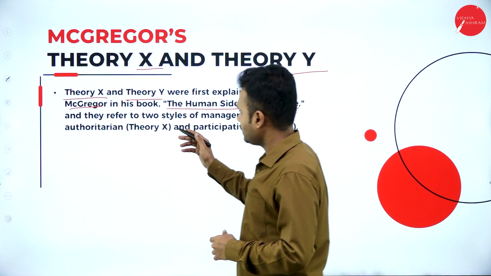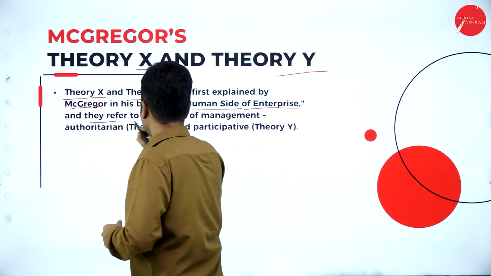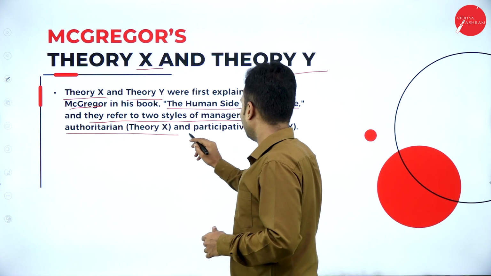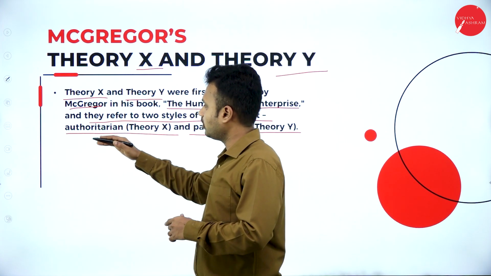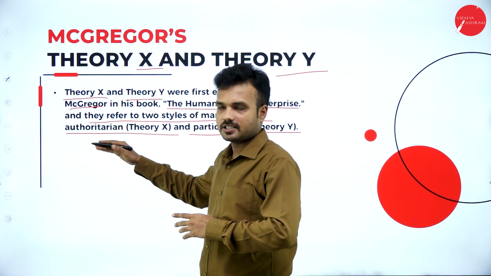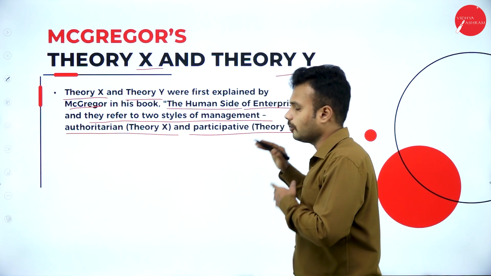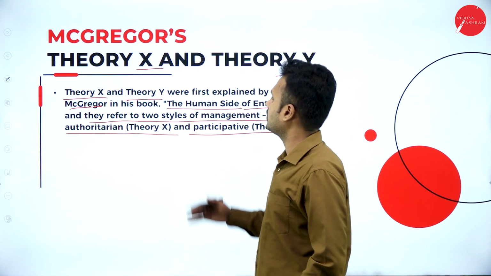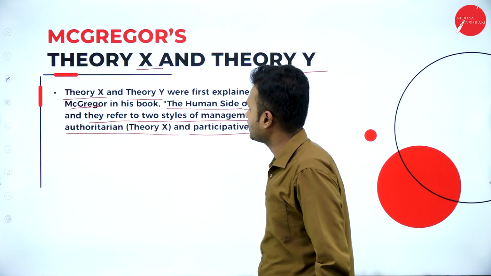Okay, so these two factors refer to two styles of management, that is authoritarian and participative. It is an authoritarian kind of leadership, and a participative kind of leadership or managing way. So how are these going to work in the organization?